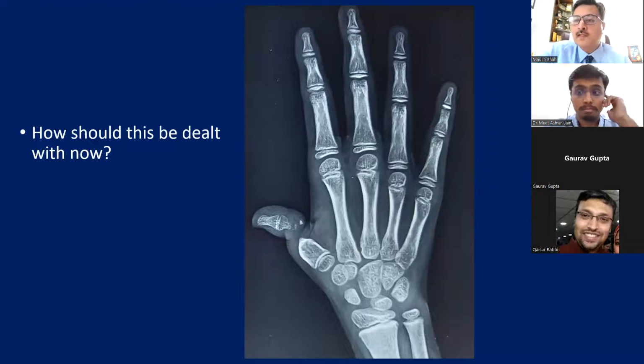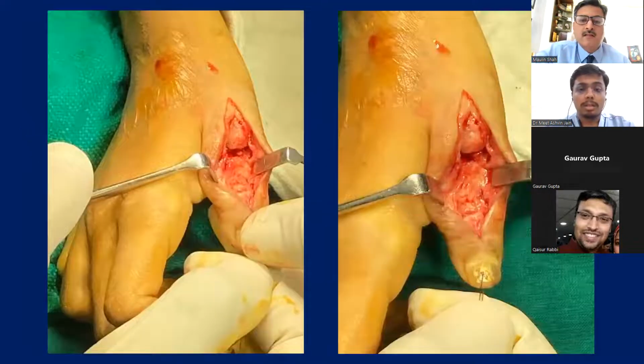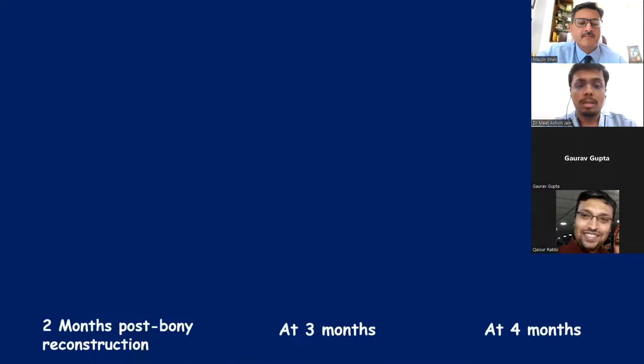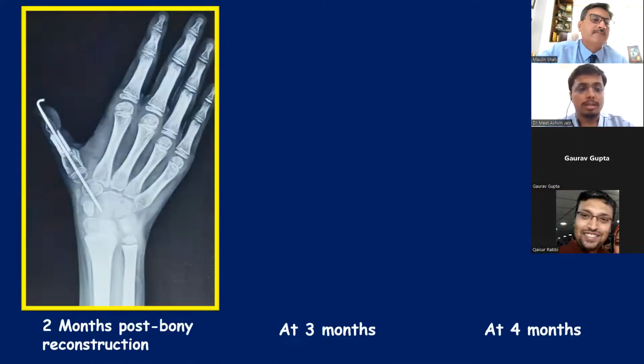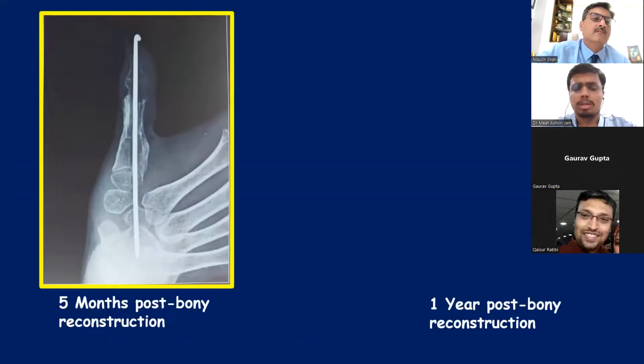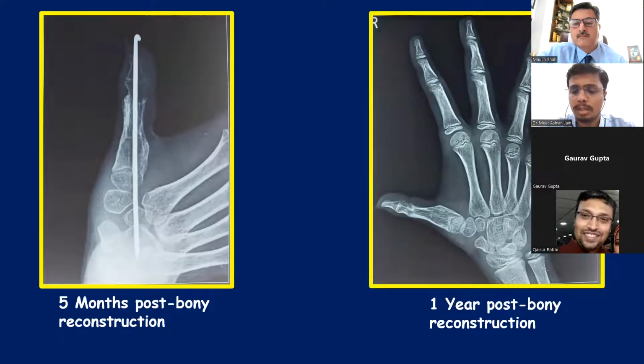So let's quickly go through, Amit, what we have done. So we exposed the gap non-union site, and we used a fibula strut graft and fixed it with a K-wire. At 2 months, this is the X-ray that we have. On subsequent follow-ups, we can see that the fibula graft is taking up well. At 5 months, it had almost regained the image of the surrounding bone. So that is when we decided to remove the K-wire, and this was what we have at 1 year post reconstruction.